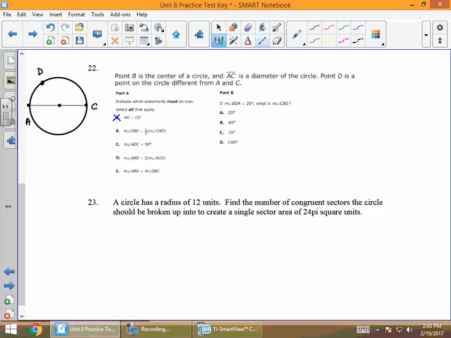So letter B says the measure of angle CBD. Okay, let me mark in here. This is circle B. So that's a B. So it says that angle CBD, right there in blue, is half of CAD.